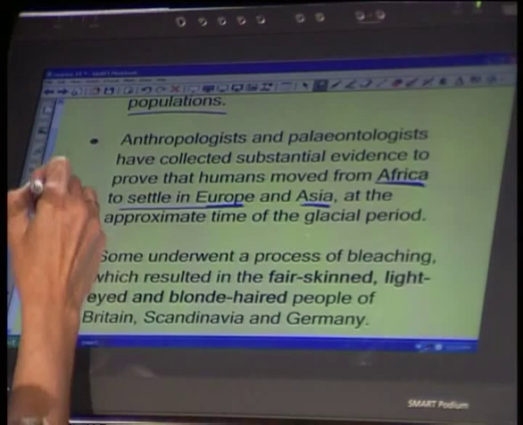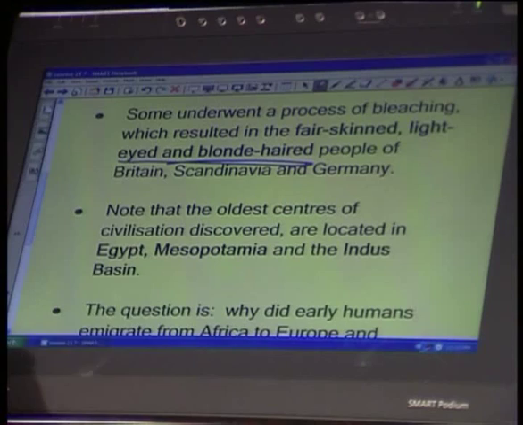And they also reckon that the blue eyes and the blonde hair that you find in Britain and Scandinavia and the European countries is because we became bleached. So we left Africa, and because there's so little sun, we actually started bleaching, and that's where the blue eyes and the blonde hair came from.